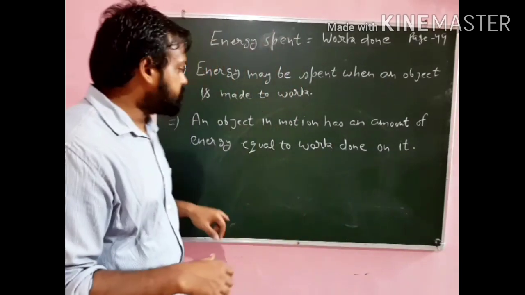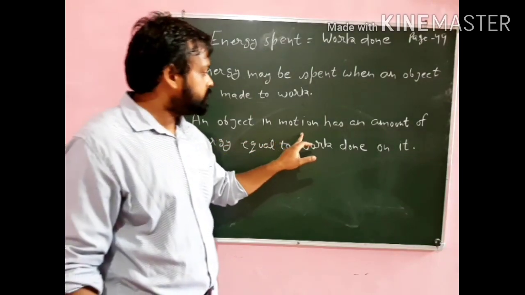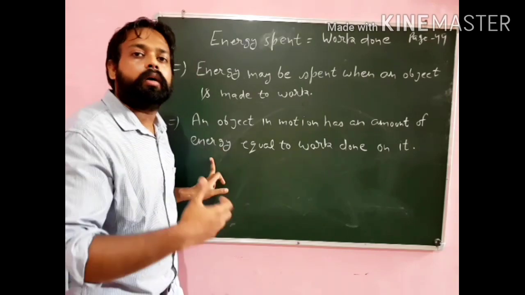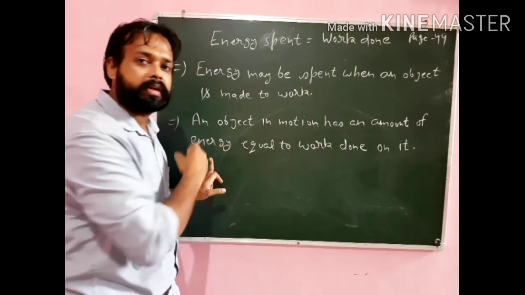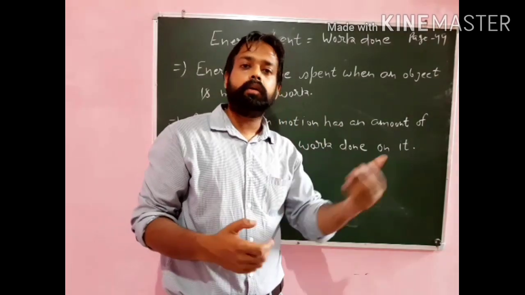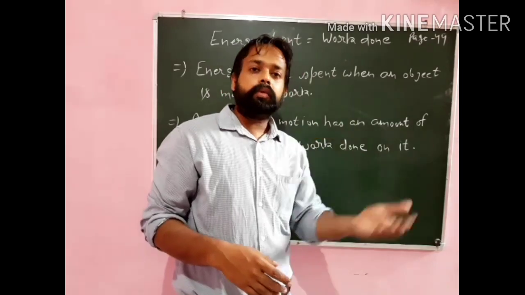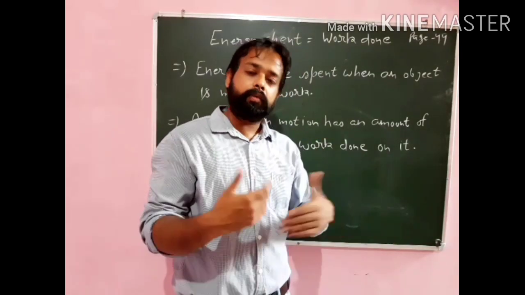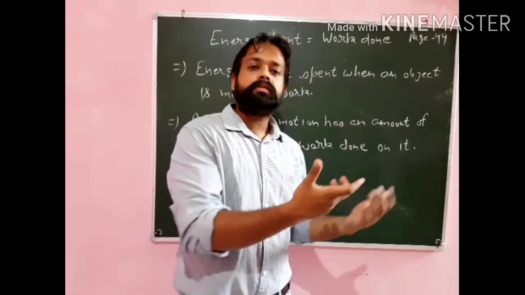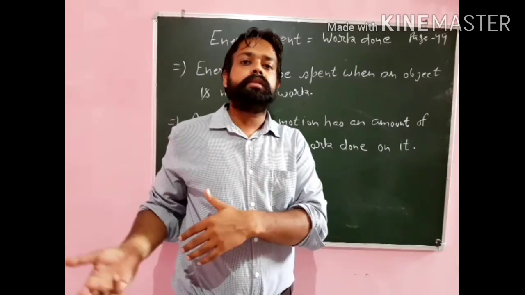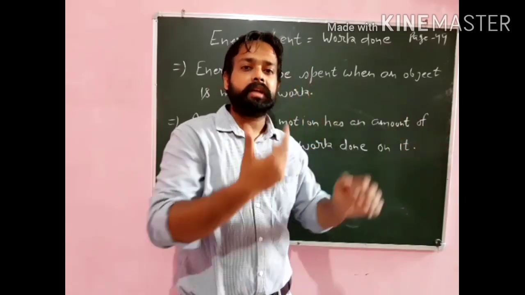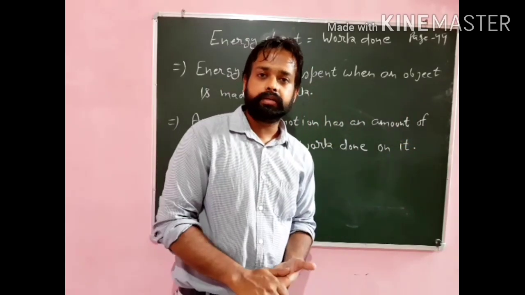So that is why our second point is that an object in motion has an amount of energy. It means when the object starts moving or is in motion, it has an amount of energy equal to the work done on it. How much work we have done on the object is exactly equal to the energy of the moving object. Of course, when we are doing work, the object starts moving, and if I am spending 10 joule of energy, then the object gains this 10 joule of energy and uses it to move itself. So I hope this point is also clear to you.